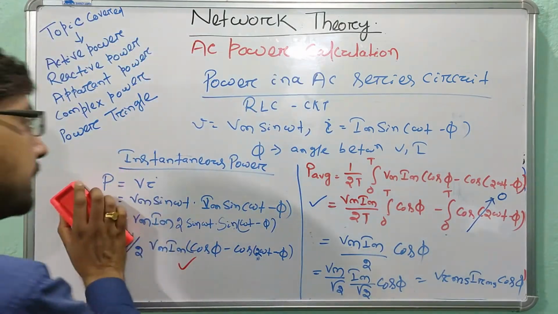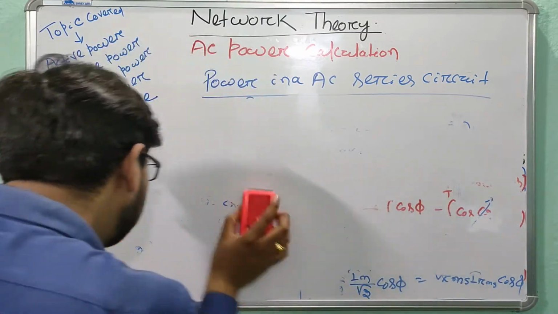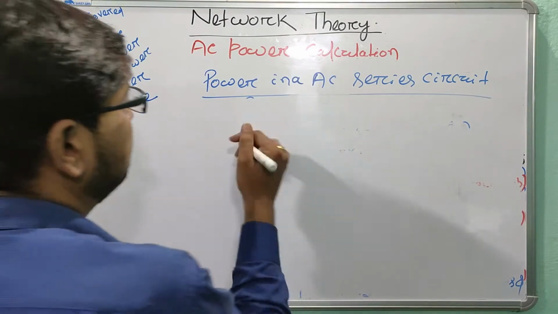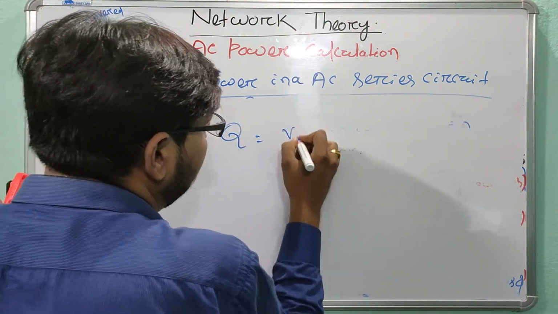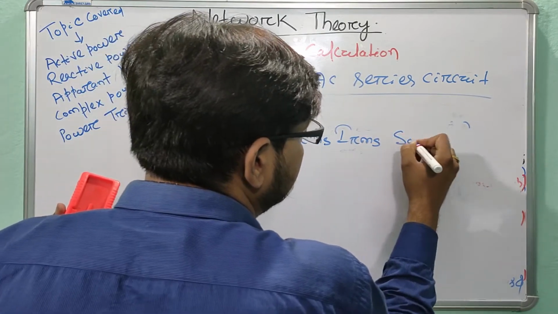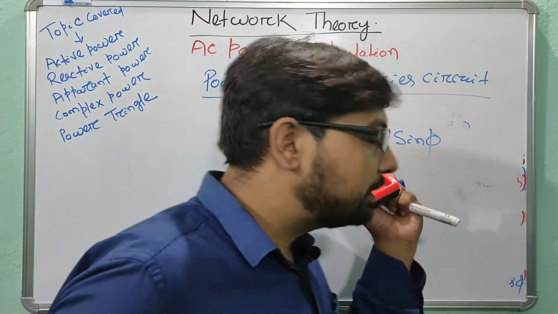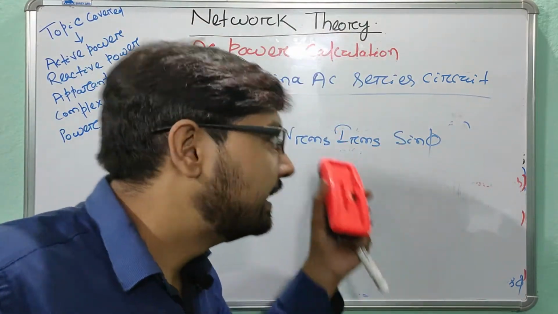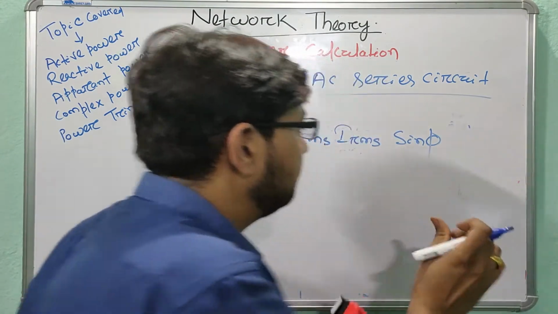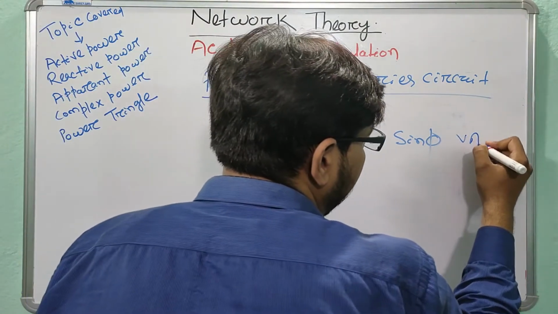Now, for the RLC series circuit or AC series circuit, what is my reactive power? My reactive power value is Q equal to Vrms Irms sin phi, that is the multiplication of the RMS value of voltage, the RMS value of current, and the sine of the angle between the current and the voltage. That is your reactive power, in VAR.